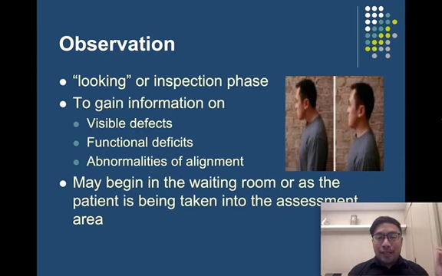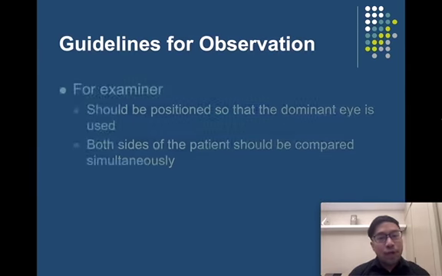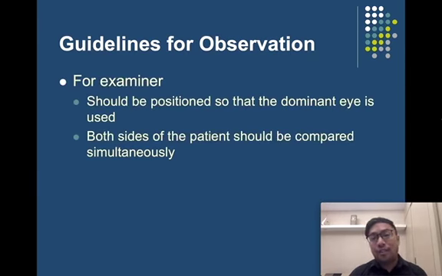So this might begin in the waiting room or as a patient is being taken into the assessment area. Is the patient ambulatory? Is there an assistive device, for example, if she or he is walking with bilateral axillary crutches? Observation guidelines include that you should position so that the dominant eye is used. In the laboratory, we'll teach you how to determine your dominant eye.